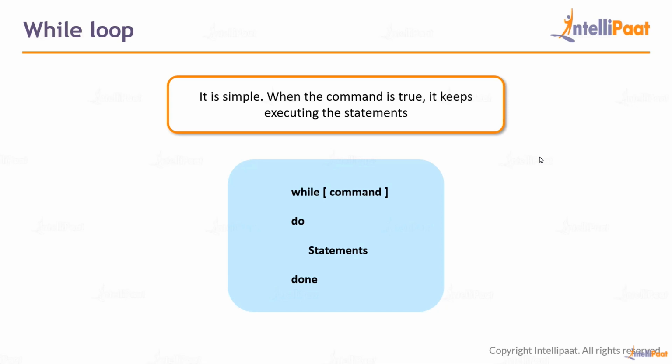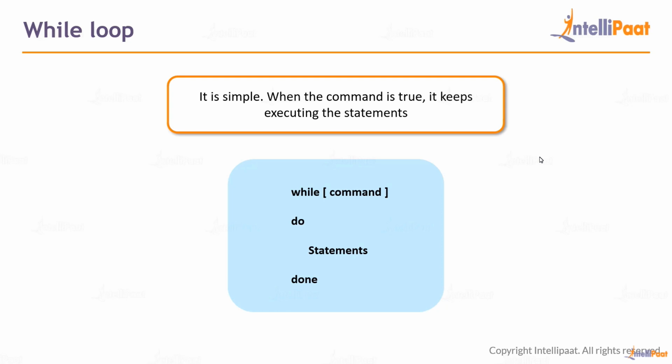So while, it's pretty simple. When the command is true, it keeps on executing the statements between do and done. Once it executes the statements once, it goes to done and goes back to while again to check whether the condition is true or false right now. If it is true, again it executes the statements and goes back to while again.